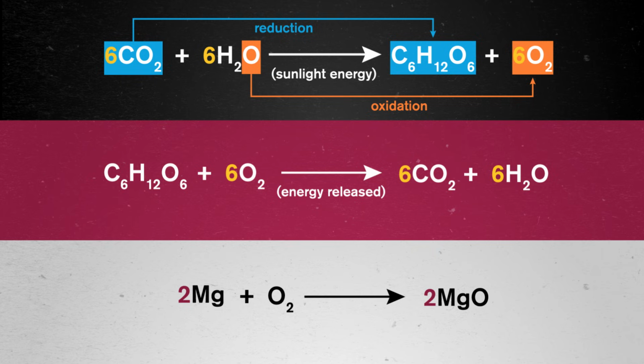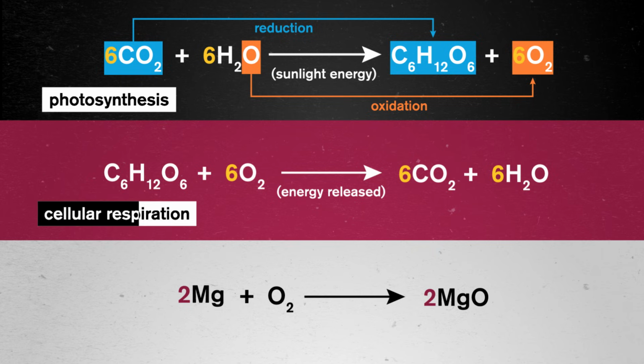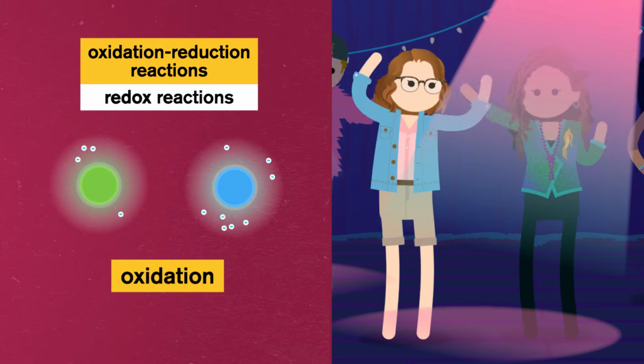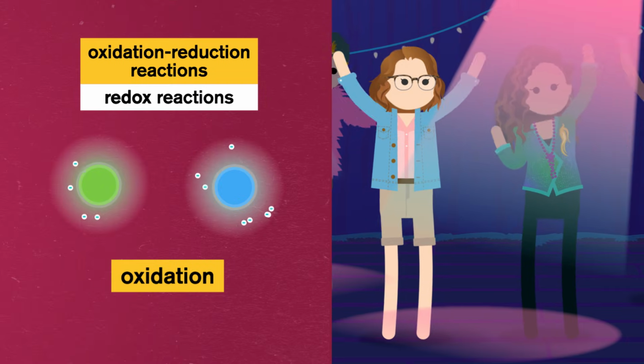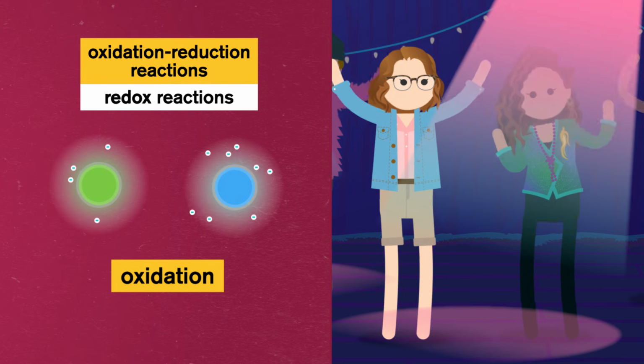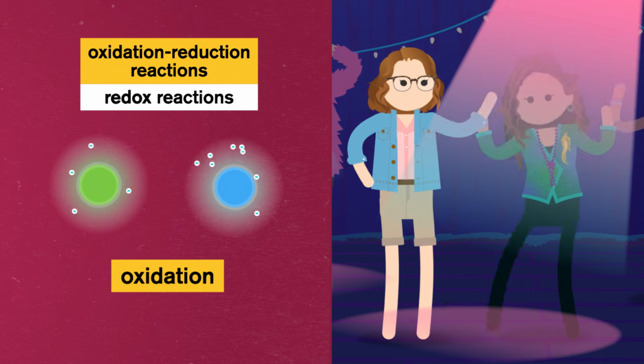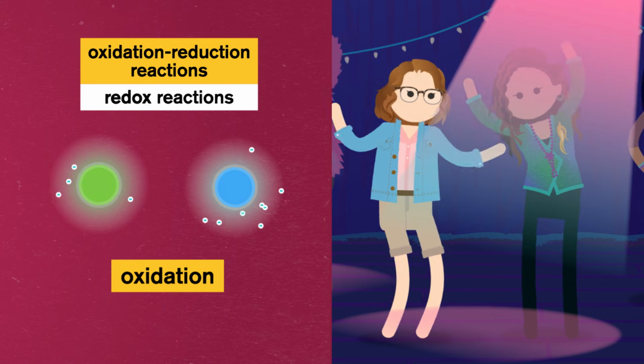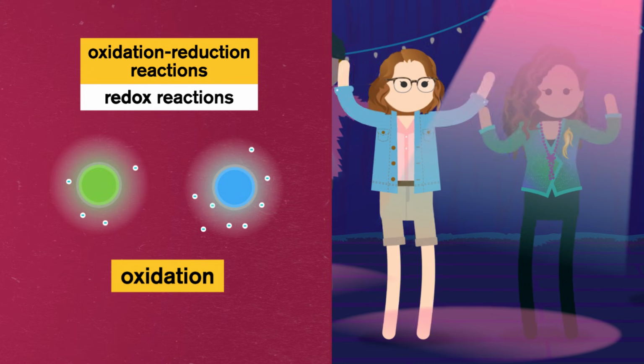Examples of redox reactions are photosynthesis, cellular respiration, and combustion. And actually, the combustion reaction shown here is also a synthesis reaction. It's the same magnesium and oxygen reaction we talked about earlier. The crux of what's happening in all these reactions is the same transfer of electrons between substances. So whether you and your dance partner go to this party or another one, you'll still share the same transfer and balance of enthusiasm anytime you're paired up.